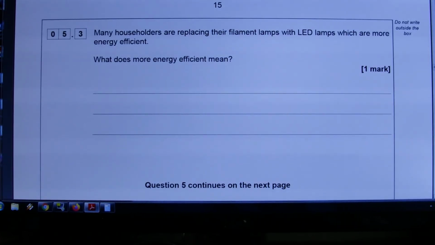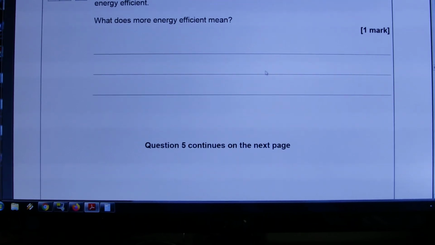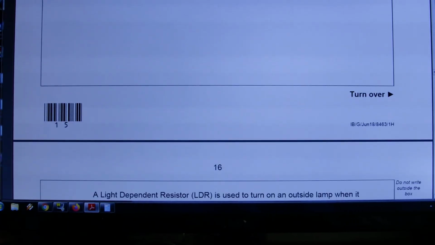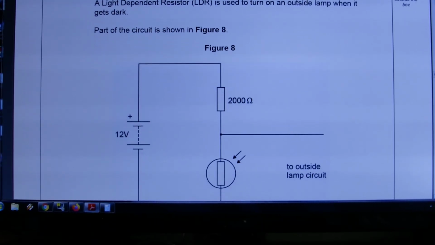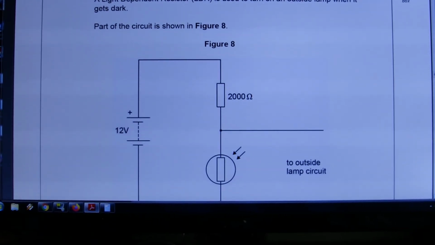Filament lamps are more energy efficient. It means you get more light and less heat per joule of electrical energy consumed. Or, yes, it does mean that. Or you consume less electrical energy for the same amount of light produced.